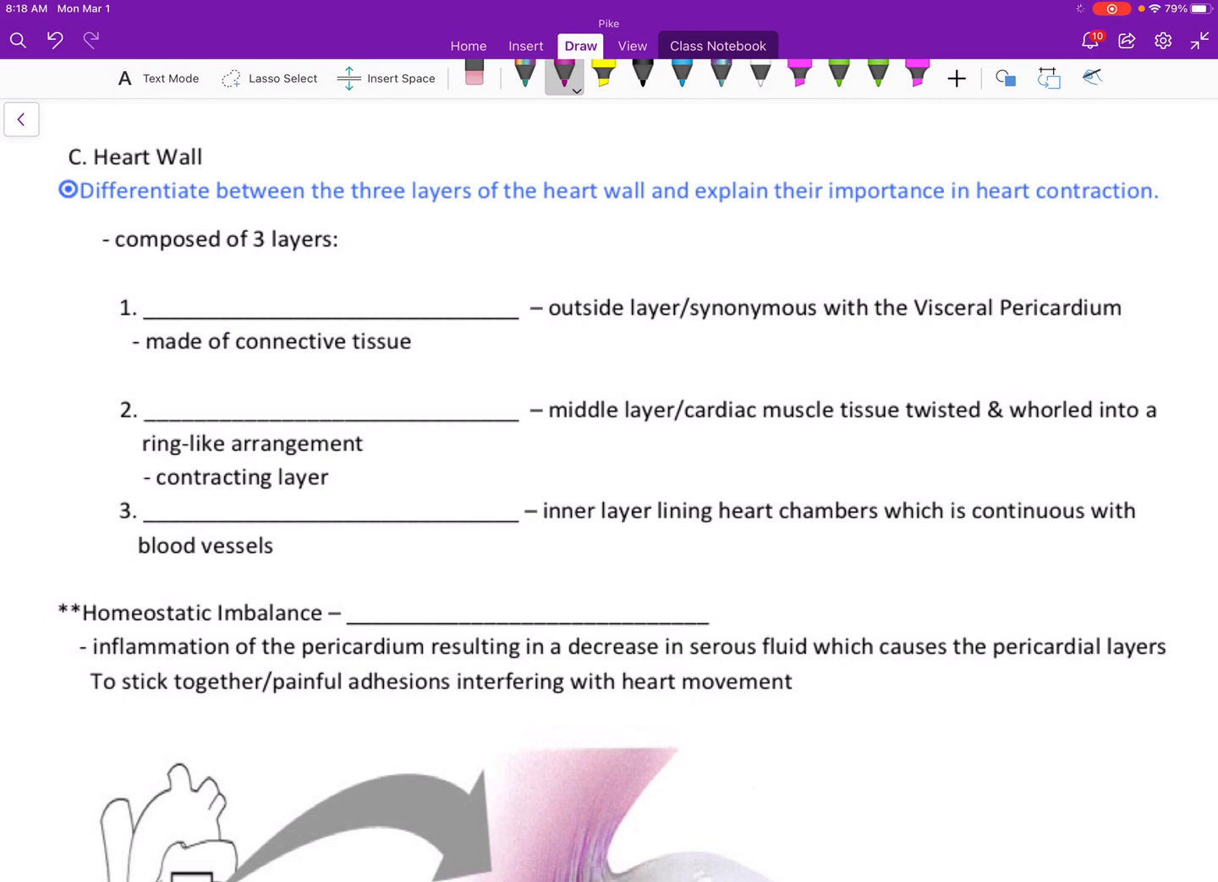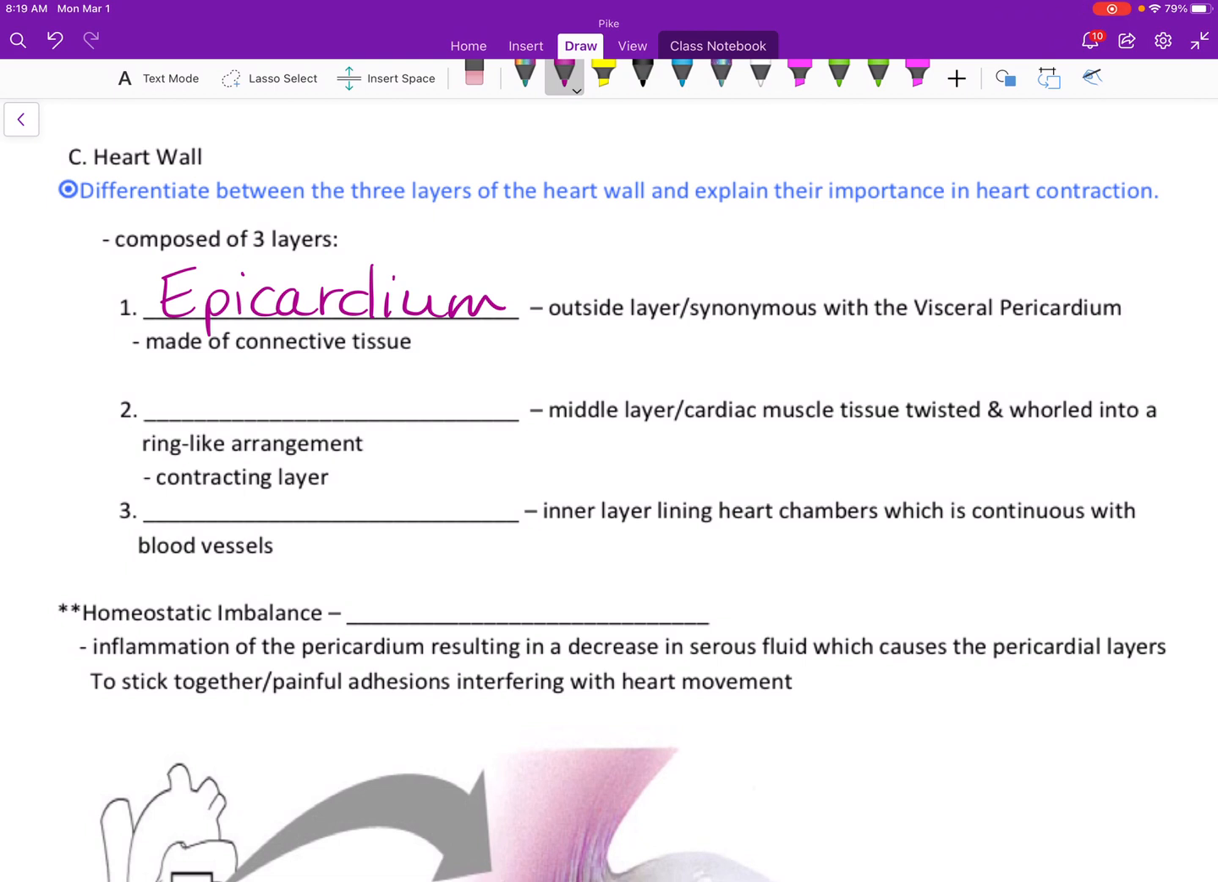So I'll show you that in a picture in just a minute. The outermost layer of the heart wall is called the epicardium, which means upon the heart. The epicardium is the outside layer, and it is also synonymous. It's the same thing as the visceral pericardium. So the innermost layer of the wrapping paper is also the outermost layer of the heart itself. And so they are actually the same exact thing.